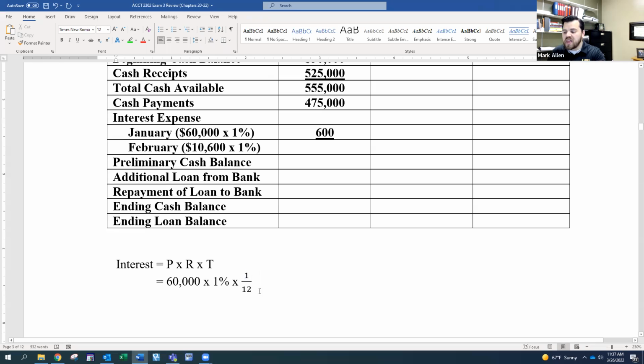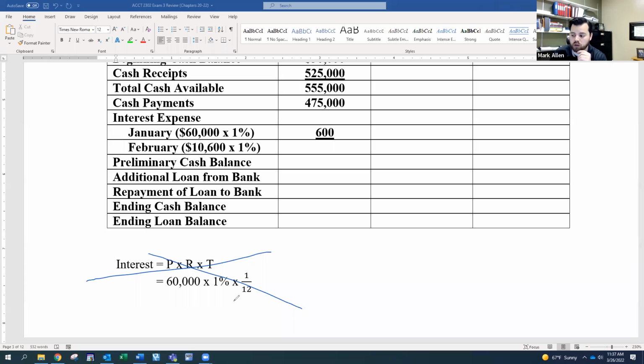So would this be correct? In other words, would 60,000 times 1% times 1 over 12 be correct? If not, why not? And so what we'll find here is there's a fundamental difference in the way the information is presented in this problem to the problems that you saw in 2301. So what I want you to realize is that if you were to do this with this computation, that would be wrong. It would not be correct.